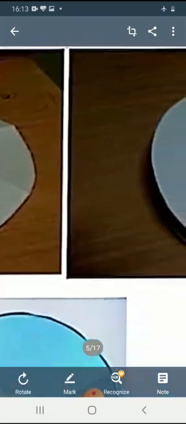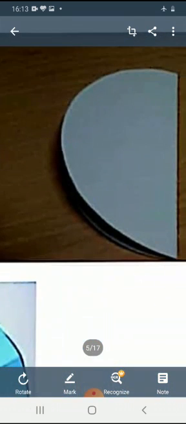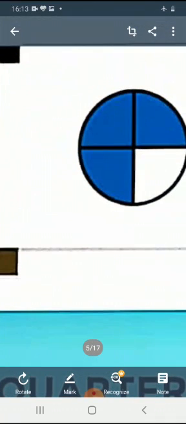If you see this paper, it's a complete circle. If you make it into two halves, then we'll get a half circle. If we make it into further parts, then what do we get here? The quarter part of a circle. Here see, the blue color part is a quarter part of a circle.